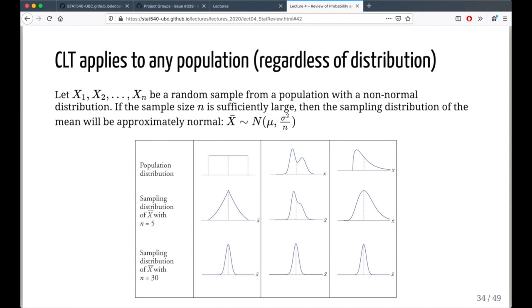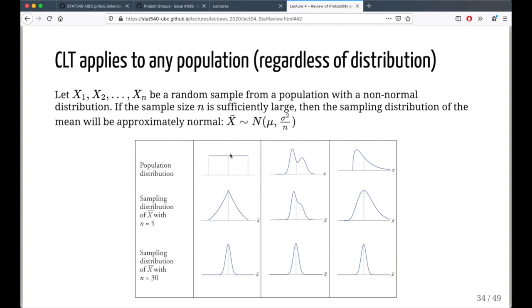But again, the CLT does apply to any population. We don't have to assume that the underlying population is normal to be able to say something about the distribution of its mean. So for example, a sample of size n could be from a population with a very non-normal distribution, but if we take samples of size n that are sufficiently large, then that sampling distribution, as n grows larger, will approach the normal distribution given here, the sampling distribution of the mean. So that's what this picture example is showing.